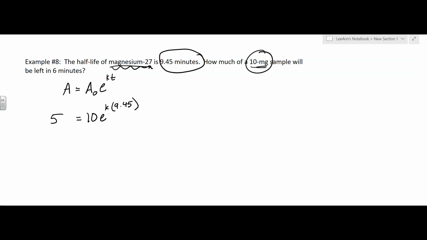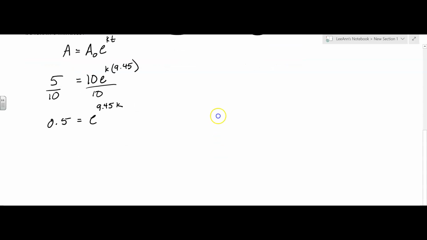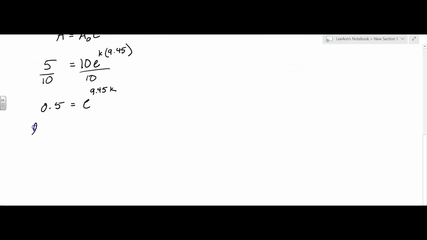Then we can solve for k. So I'm going to divide both sides by 10. And I would probably put a decimal here, 0.5. A lot of times I use fractions, but in this case, I would probably put it as a decimal. Okay, so then I'm going to take the natural log of both sides. So this is very common when we have these growth and decay models, and you have e to some exponent. You're going to take the natural log of both sides. Sometimes my students say natural log it. So they mean take the natural log of both sides.